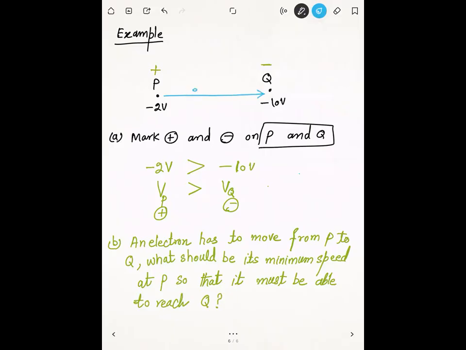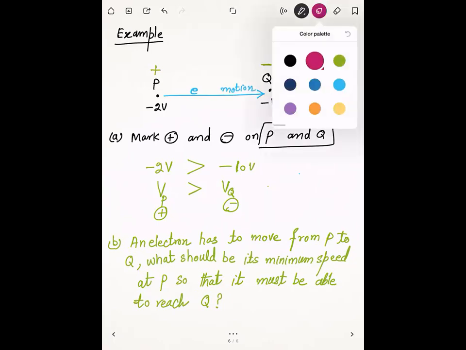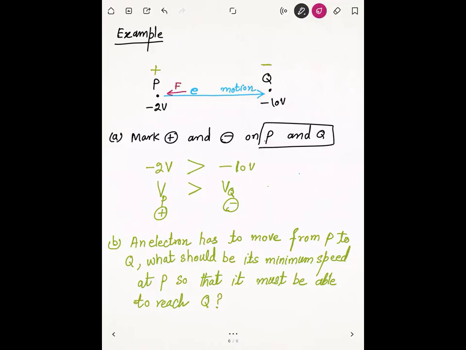is moving towards the negative point, and this motion of the electron is facing a repulsive force. The force is against the motion. So because of this repulsive force, the electric work will be negative. Electrical PE will increase, but at the cost of obviously kinetic energy. Here the question is, what should be the minimum speed at P for the electron so that it should be just enough to reach Q.